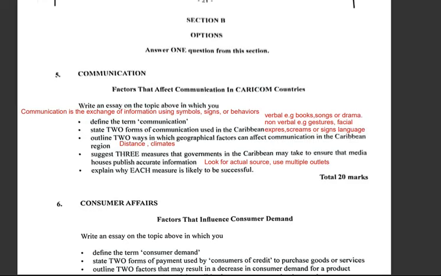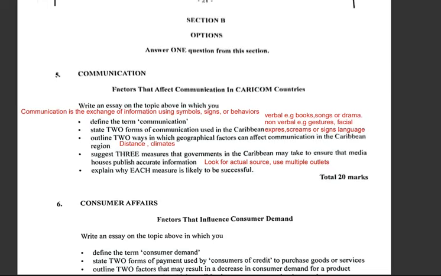So when they mention geographical factors, it refers to what is affecting the Caribbean. Geographical factors refer to, for example, rivers, mountains, climate, and the natural resources of a region. Alright, so that's what they are mentioning.